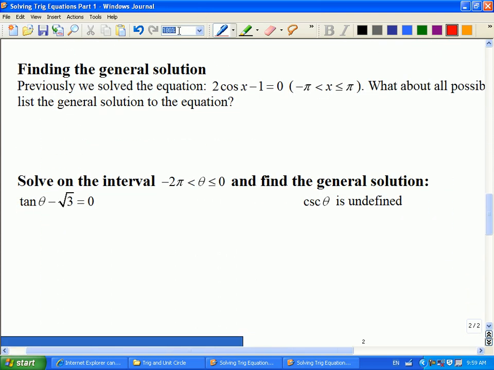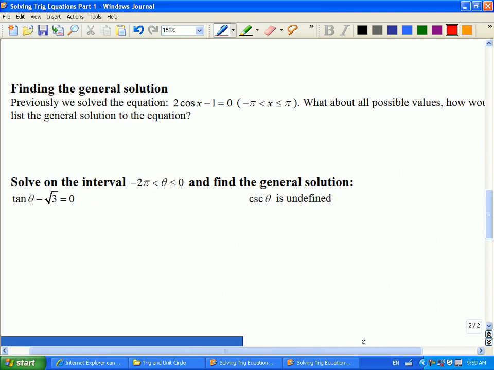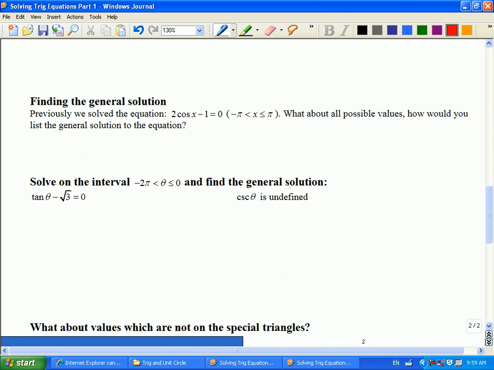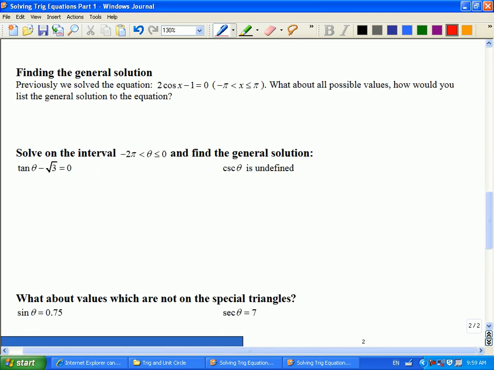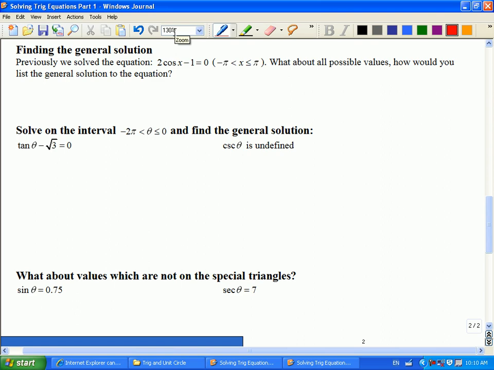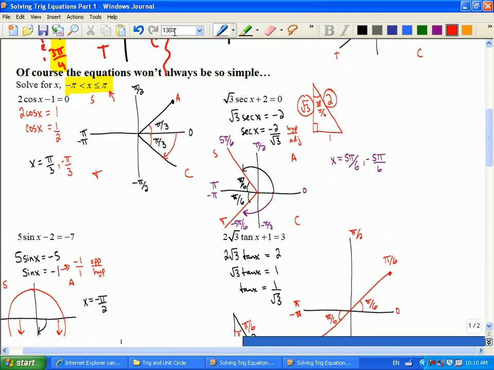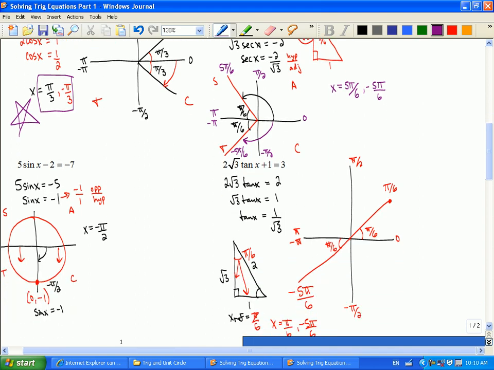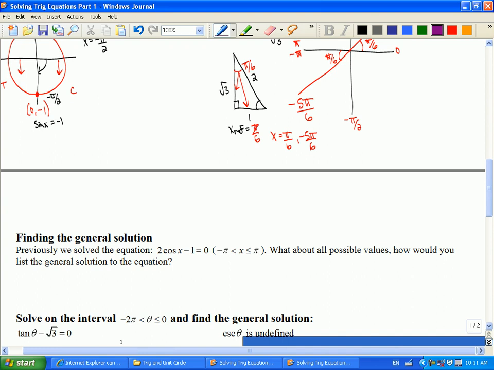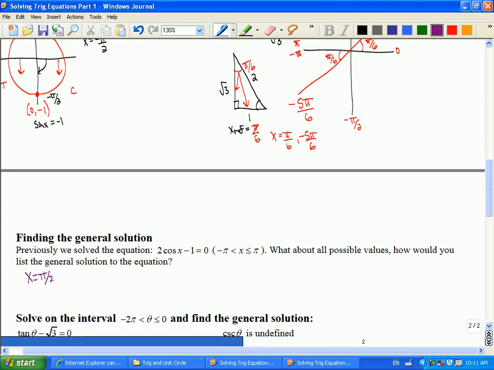Okay, I'll zoom out here for a sec. All right, so we've already solved this equation here, but there's more than just the values we talked about. So here's the one that we were dealing with, and we came up with 2 answers. Can anyone give me another answer that we could use? For example, one of them was pi over 3. Another one was negative pi over 3. Are there any other solutions if we just ignored that domain?